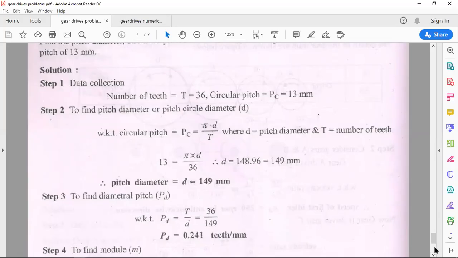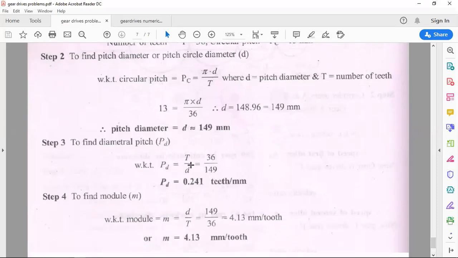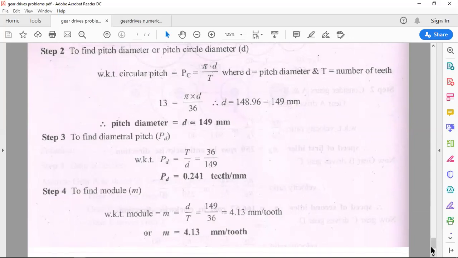Or we can use M is equal to D by T. See, if PD is equal to T by D, then M is equal to D by T. So I can write M is equal to 1 by PD, right? The diametral pitch and module are both inverses. We have module M is equal to D by T, which can be written as 149 by 36, which is equal to 4.13 mm per tooth. So this is the module. Based on the pitch circle diameter or circular pitch, I can find the pitch diameter, the diametral pitch, and the module as well. So even if they give this kind of data, you should be able to do this kind of sum.